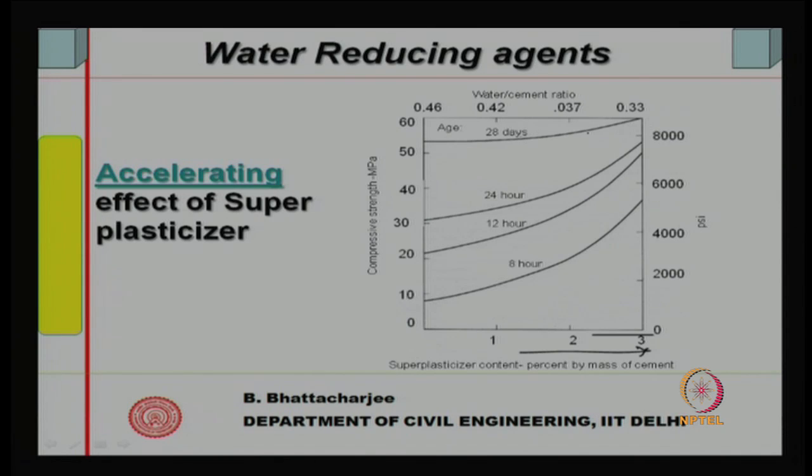So, it has somewhat of an accelerating effect, because hydration will get accelerated. With more dispersion, more particles will come in contact with water, resulting in a better hydration process and more uniform hydration product, and that is why you have got somewhat of an accelerating effect of the superplasticizer.